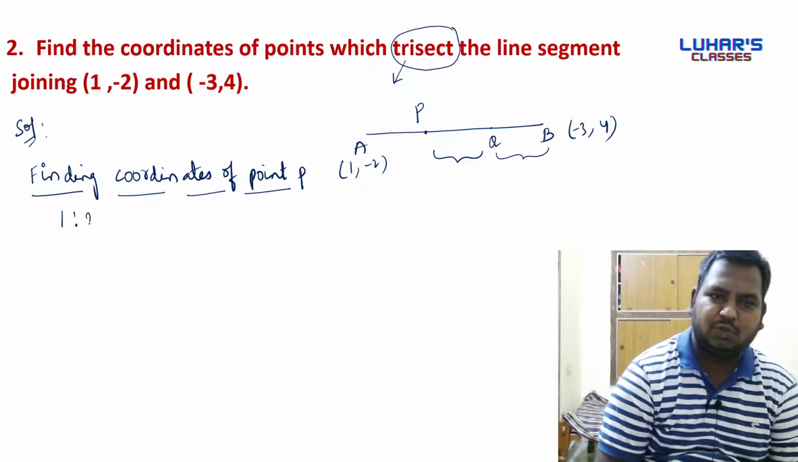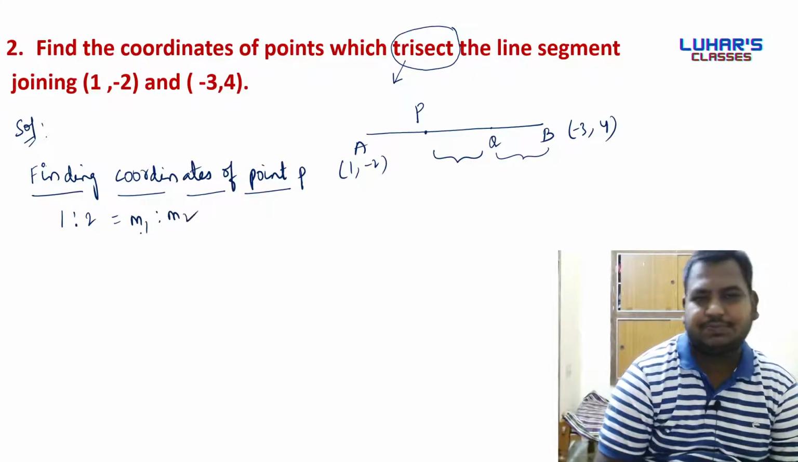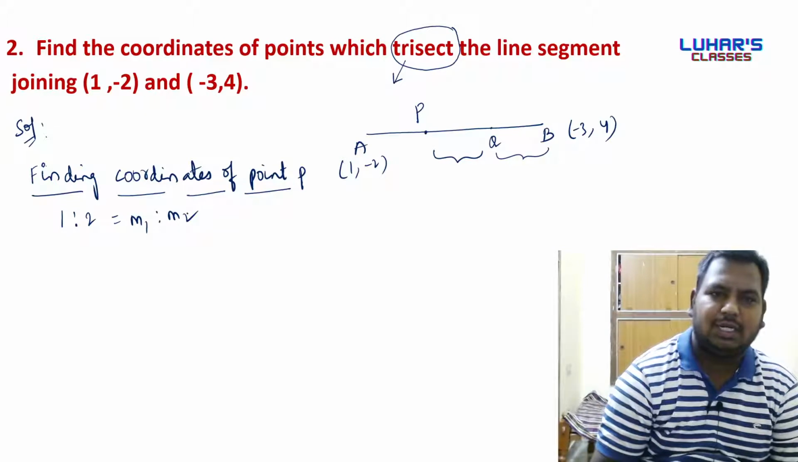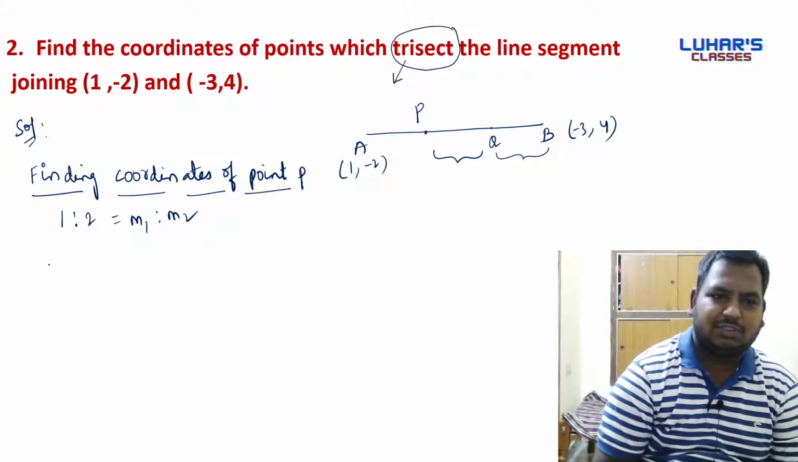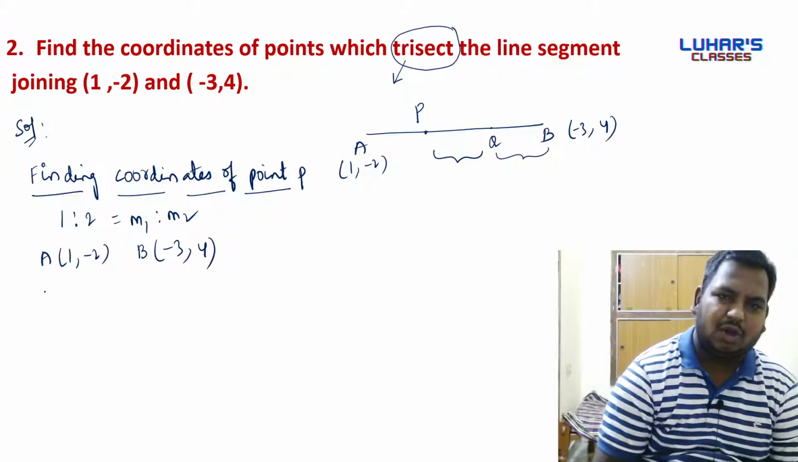So here, the point P is dividing AB in the ratio 1:2. Okay. Now we have the ratio. We have the coordinates of A as (1, -2) and the coordinates of B as (-3, 4). Now let us apply the section formula and find the coordinates of P.